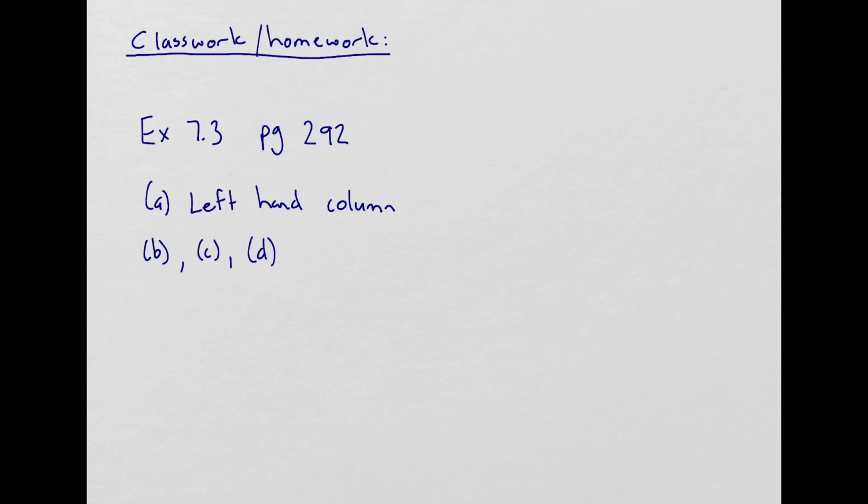Right, that comes to the end of our extremely long lesson for today, and your classwork/homework is given there: exercise 7.3 on page 292. Question A, the left-hand column. So for those who don't know which the left is, it's the one that has 1, 3, 5, 7, 9, 11, 13. And then you also need to do B, C, and D, 1 and 2 for B, C, and D. I will post the memo after school today.